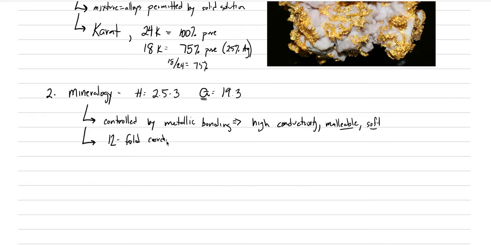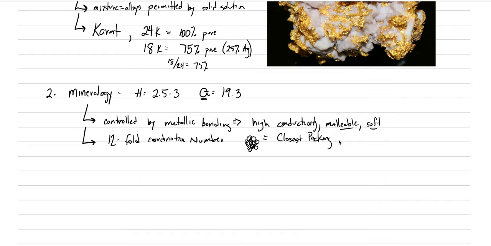Another aspect of its mineralogy and chemistry, I suppose, is that gold occurs with a 12-fold coordination number. So think back earlier to our crystallography lecture about coordination number. 12-fold means you can pack 12 atoms in three dimensions around a central atom, right? In 3D, so we draw all these. And this gives what's called closest packing.